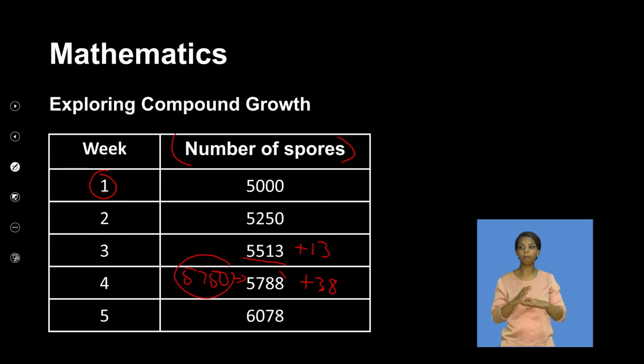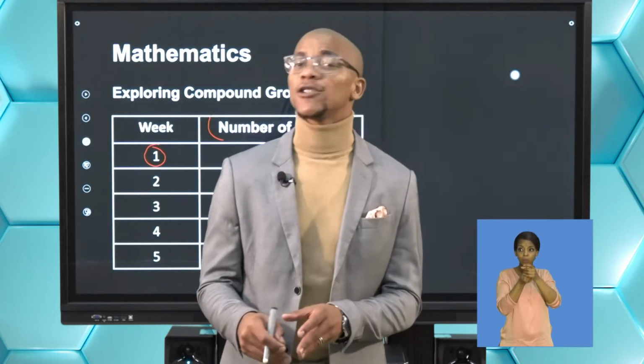38. And then with the last week, which is week 5, you can see that the number of spores there was actually supposed to be 6,000 if it was a constant growth, but that's definitely not what we are dealing with. This is more by 78. So you can see that the growth is not constant, number 1. The change is not constant. The rate of change is also not constant. And time, remember we said, is a very important factor here.